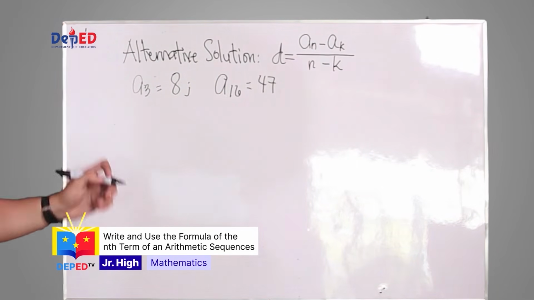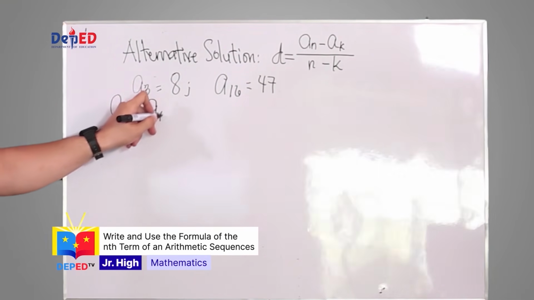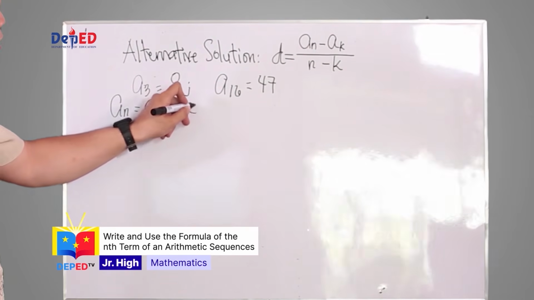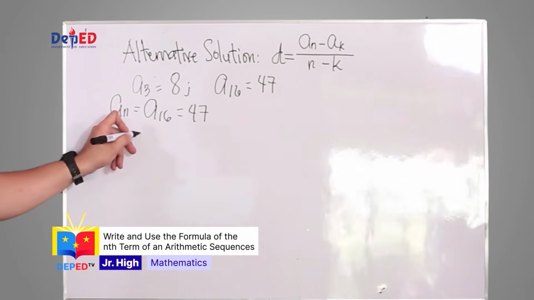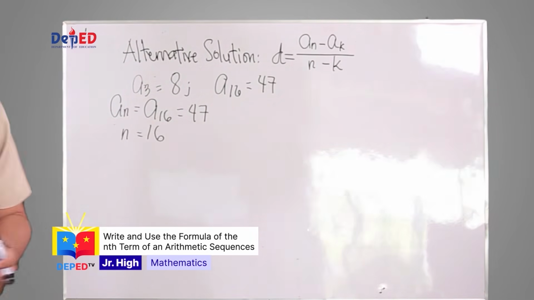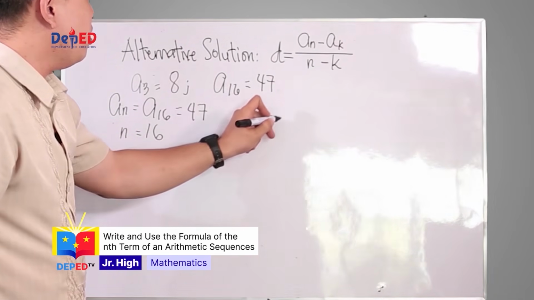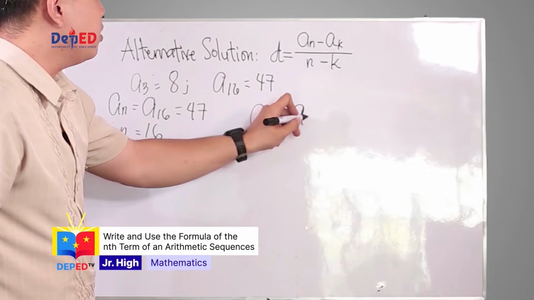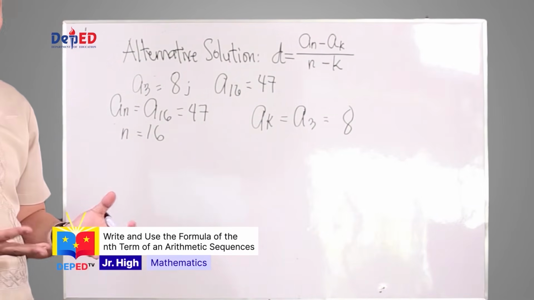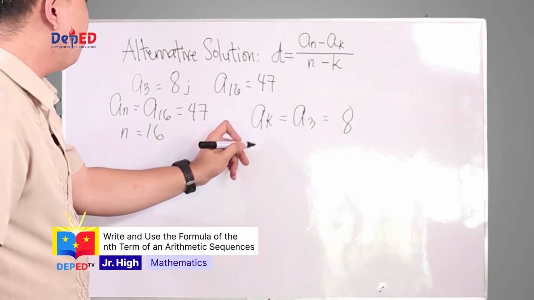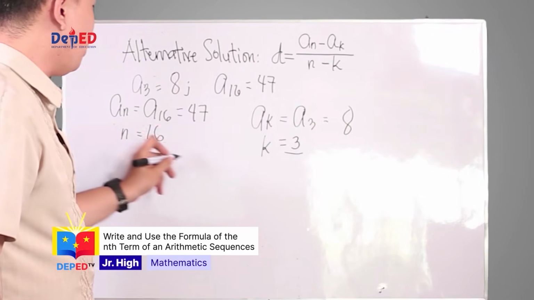From the formula, we can have a sub n is equal to a sub 16. We will use the value, which is 47. And for n, we will use 16. For a sub k, that is equal to a sub 3, which is equal to 8. And then we will use the value of a sub k. So k will now be equal to 3.